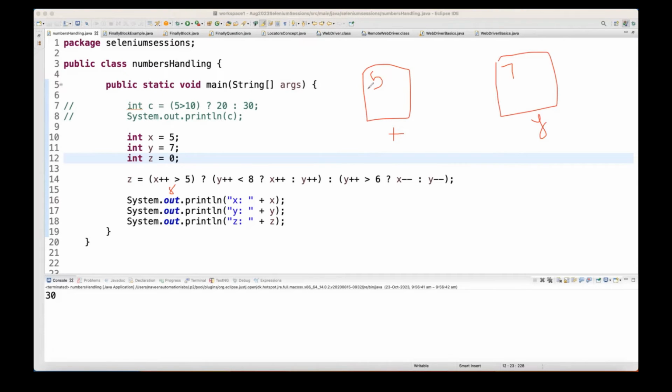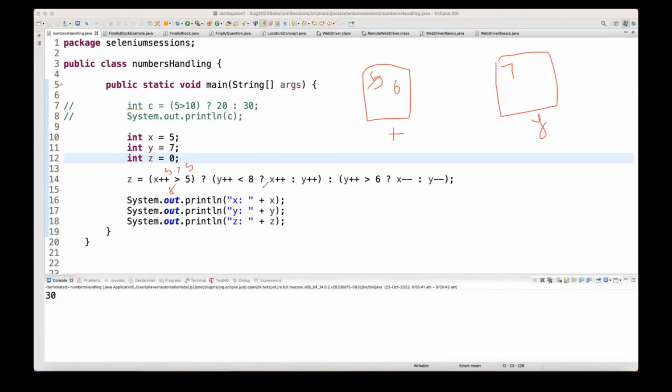But in the memory, 5 will become what? It means x++ increases the value of x by 1, so x will become 6 here. But in the expression, it will take only 5. So this is 5 greater than 5? No, the condition is false here. So where will it go?